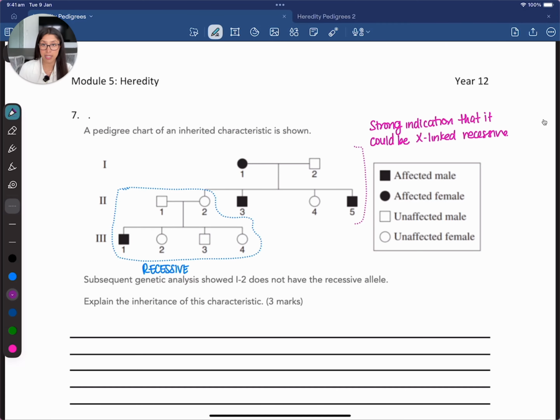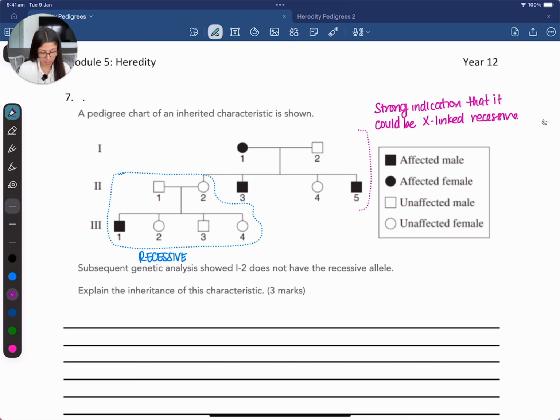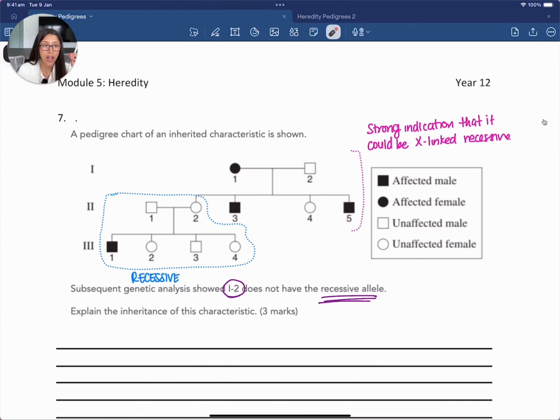Secondly, let's see if it could be sex-linked. So with sex-linked recessive conditions, an affected mother will have all sons being affected. As you can see here, we've got an affected mother and all of the sons are affected. So this is a strong indication that this could be a sex-linked recessive condition. Now this question's also given us a hint that this individual in generation 1, number 2, does not have the recessive allele. So from our initial analysis, I'm already fairly certain that it would be sex-linked recessive, but just to make sure, I'll show you what the genotypes would look like if we assumed that the condition is autosomal recessive.